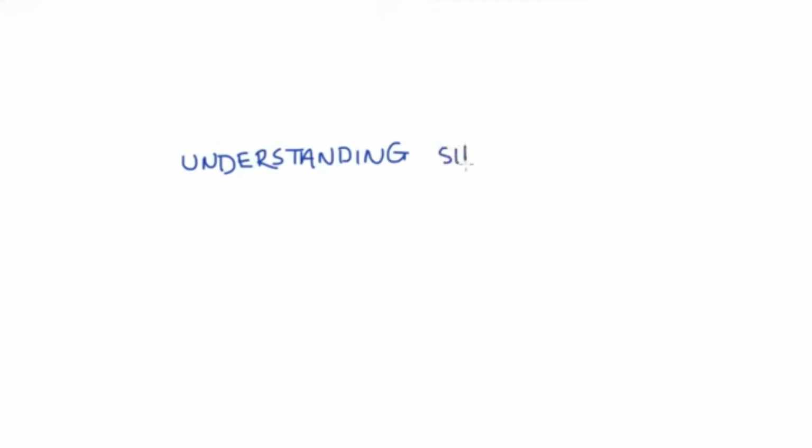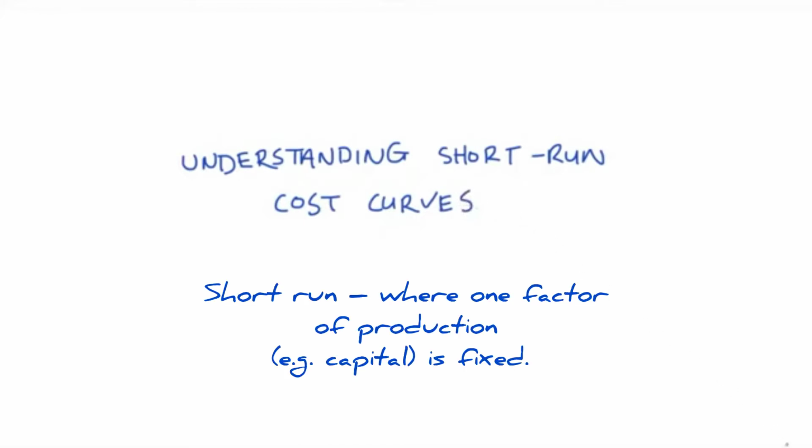So as we said, we are going to be dealing with the short run cost curves. So we'll be looking at our cost curves. Before we continue, let us define what a short run is. A short run is a period where one factor of production is fixed, for example, capital.